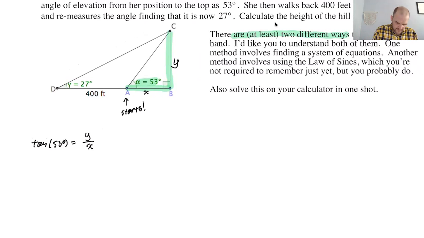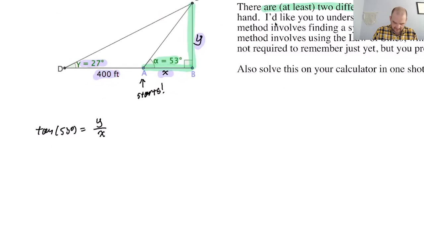Well, there's another angle, 27 degrees. Opposite 27 is also y, so that's a good start. Adjacent to 27 is a little more complicated. It's this and this, right? We'd have to go the whole distance from point D to point B in the picture. So that's going to be 400 plus x. So let's write that down. The tangent of 27 degrees is y over 400 plus x. Okay, 2 equations, 2 unknowns. We can solve the system.